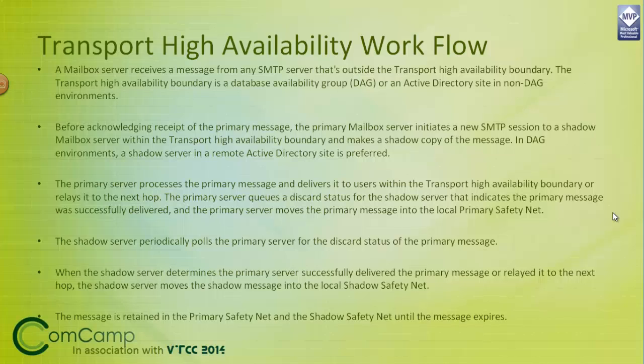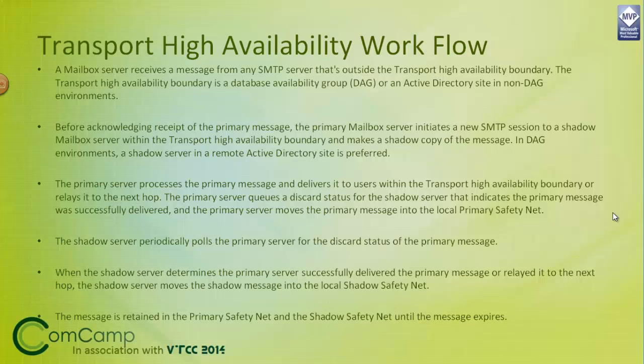All right. The primary server processes the primary message and delivers it to the user within the transport high availability boundary, or relays it to the next hop. The primary server queues a discard status for the shadow server that indicates the primary message was successfully delivered. The primary server moves the primary message into the local primary safety net.